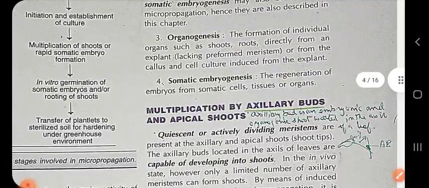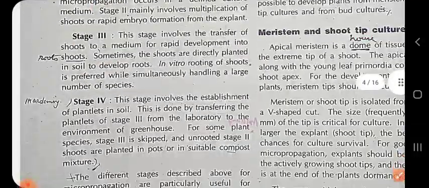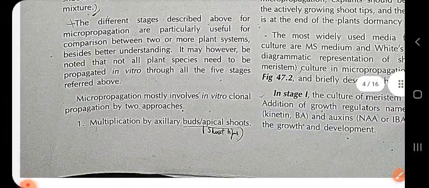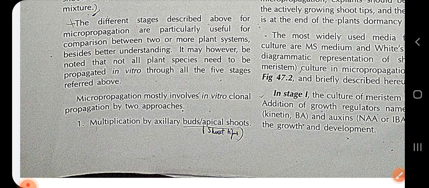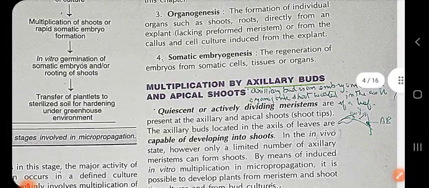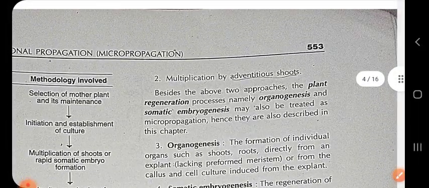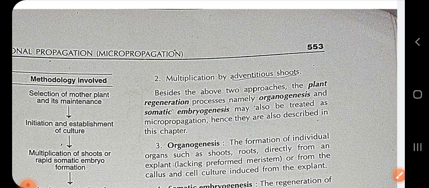Now, micropropagation mainly involves in vitro clonal propagation by two approaches. One is multiplication of axillary buds, that is, we use axillary buds or shoot tips to grow into plantlets. The second way of micropropagation is multiplication by adventitious shoots that have the nodal segment, normally a Y-shaped nodal segment, just like this.